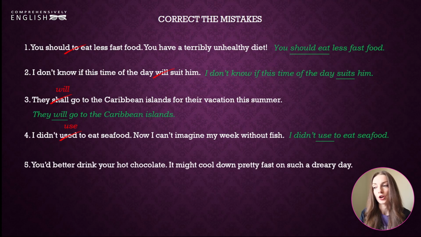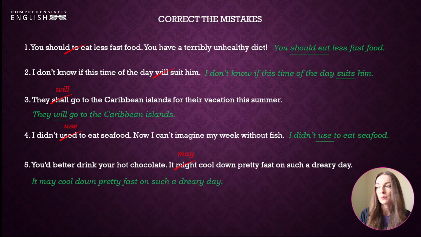Okay, the next sentence. You'd better drink your hot chocolate. It might cool down pretty fast on such a dreary day. Might is incorrect here because might expresses a hypothetical situation. So we should use may instead. It may cool down pretty fast on such a dreary day because it's just not a hypothetical situation. It's what actually will happen eventually because the day is dreary, that is wet and cold, and your hot chocolate eventually will become a cup of cold chocolate.